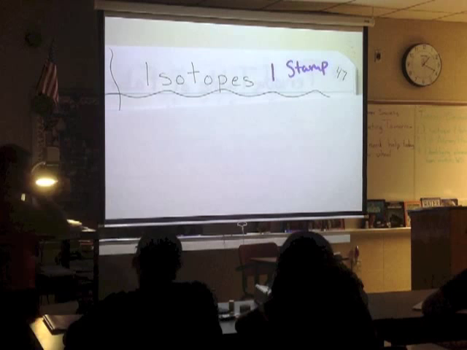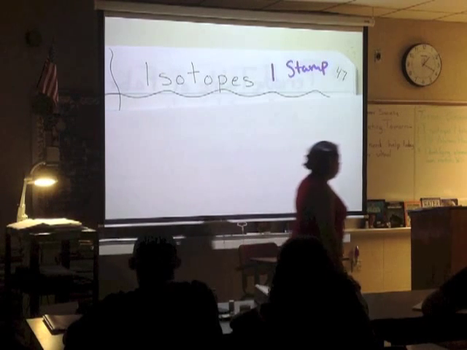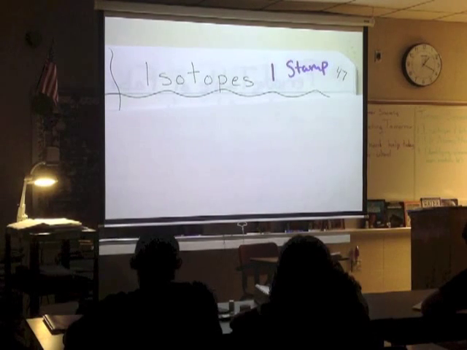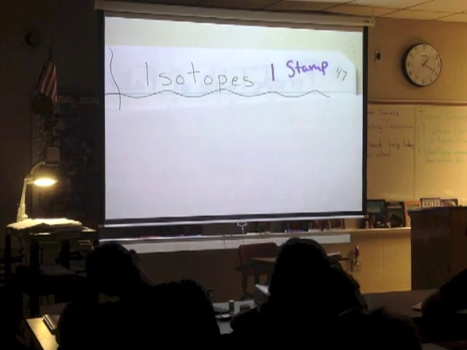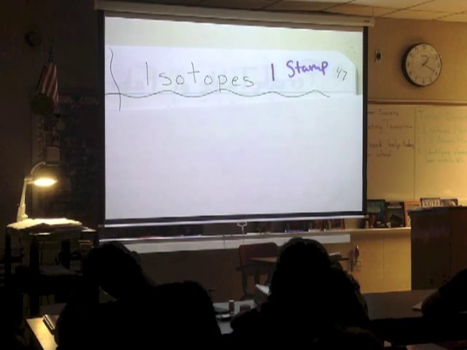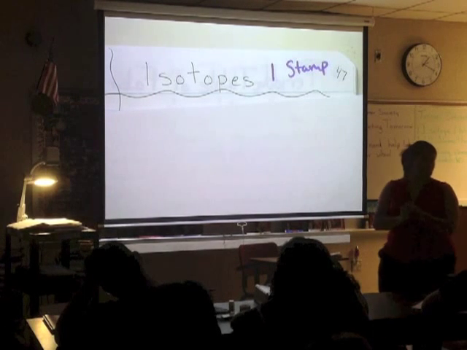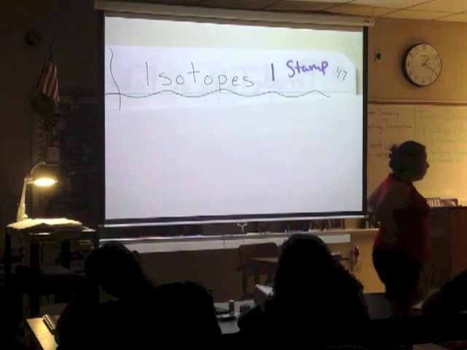So our objective today is that we're going to learn that not every atom of the same element is exactly the same. And by the end of this period, you should be able to tell me how you can identify an element by looking at a Bohr model.